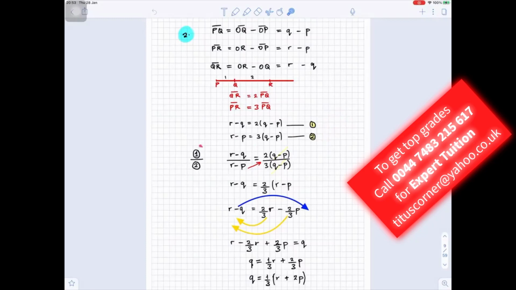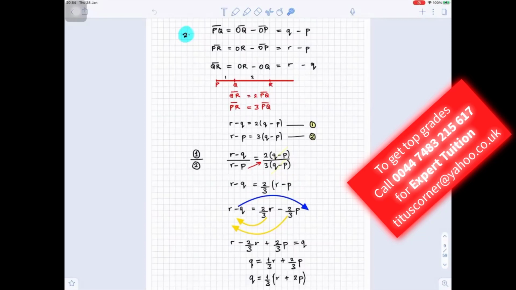To solve it, you do equation 1 divided by 2. So R minus Q divided by R minus P is equal to equation 1, 2 brackets Q minus P divided by 3 brackets Q minus P. If you notice, Q minus P will cancel. So you're left with 2/3. And if you take R minus P to the right-hand side, it becomes times R minus P. So R minus Q is equal to 2/3 times R minus P.